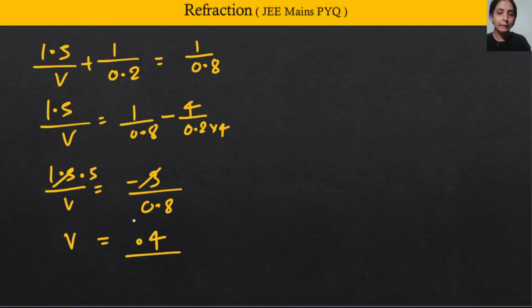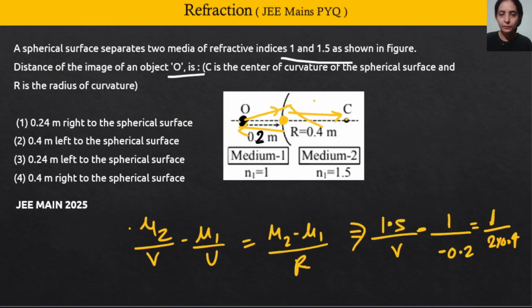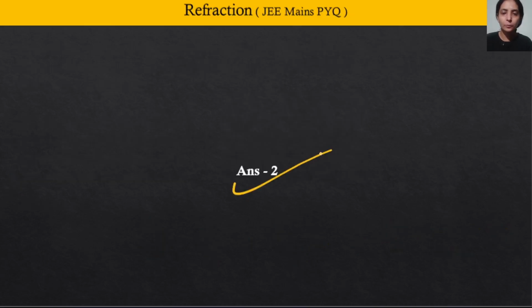And we are getting it positive or negative? We are getting it negative, right. Here is the negative sign. So the image will get formed on the side of the object, that is to the left of the spherical surface, right. So 0.4 meter to the left of the spherical surface, not right. So this option will not be it, this will be. And this one we are getting by using the proper sign convention. So it is very important that you use sign convention properly. See, your answer is 2.